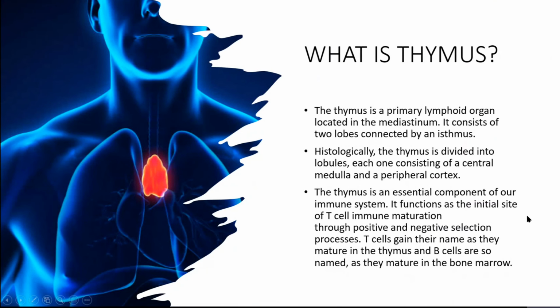So what is the thymus? The thymus is a primary lymphoid organ located in the mediastinum and it consists of two lobes connected by an isthmus. If we talk histologically, we can say the thymus is divided into different lobules. Each one consists of a central medulla and a peripheral cortex. The thymus is an essential component of our immune system. It functions as the initial site of T cell maturation through the positive and negative selection processes. T cells gain their name as they mature in the thymus, and similarly, B cells are named as they mature in the bone marrow.